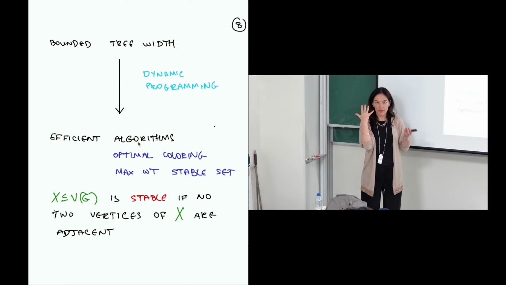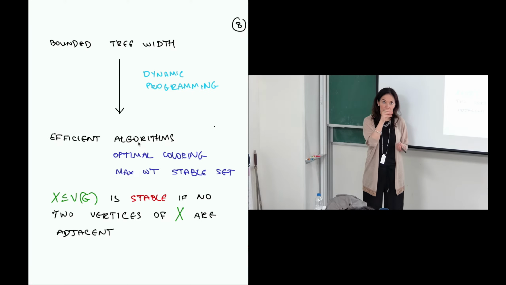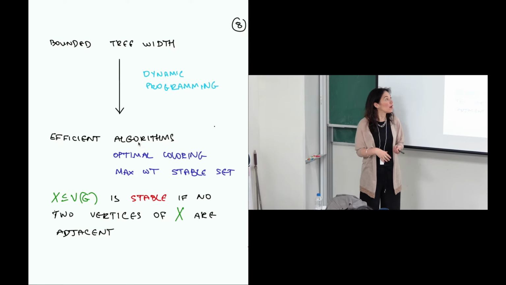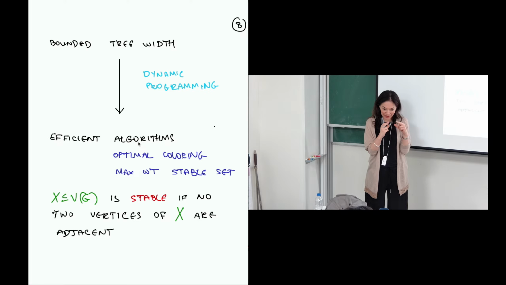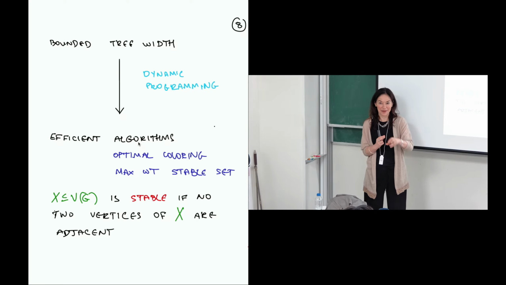So let's say we're thinking about max weight stable sets, so then you want to look at all possible maximal stable sets in the bag. Well, when the treewidth is bounded, you can definitely do that because the size of the bag is a constant. So in constant time, you can look at all subsets of the bag, not even all maximal stable sets, but all subsets of the bag. But that's too much, right? I don't need to look at all subsets of the bag.